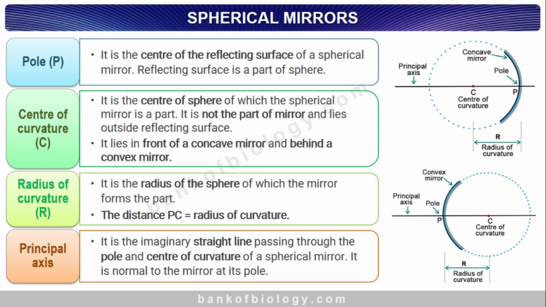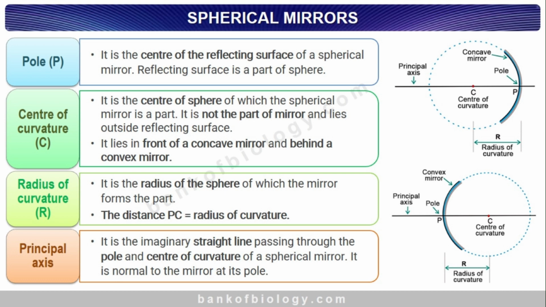Spherical mirrors have four parts: pole, center of curvature, radius of curvature, principal axis. The pole is the center of the reflecting surface of a spherical mirror. The reflecting surface is a part of a sphere. Center of curvature. It is the center of the sphere of which the spherical mirror is a part. It is not a part of the mirror and lies outside the reflecting surface. It lies in front of a concave mirror and behind a convex mirror.